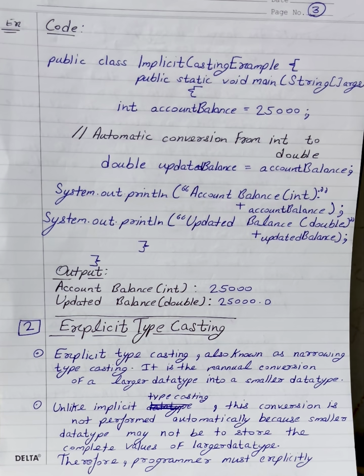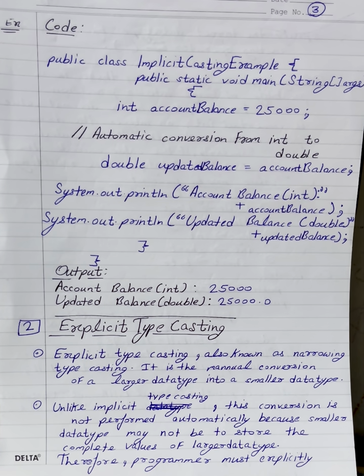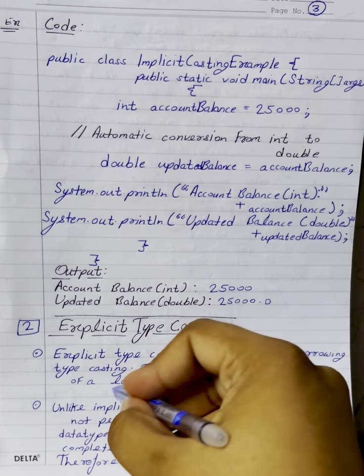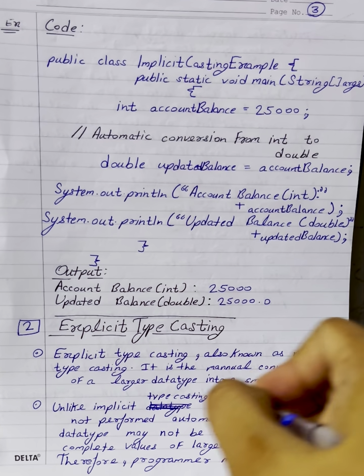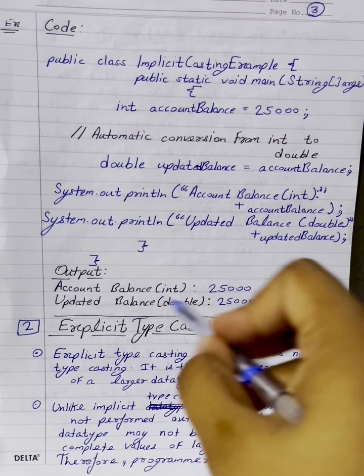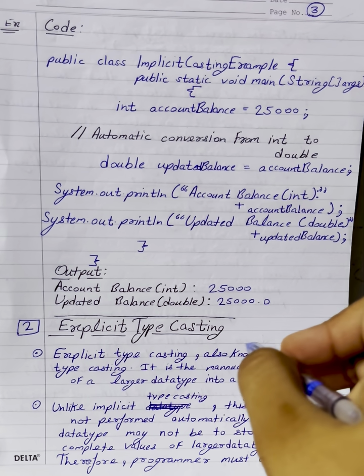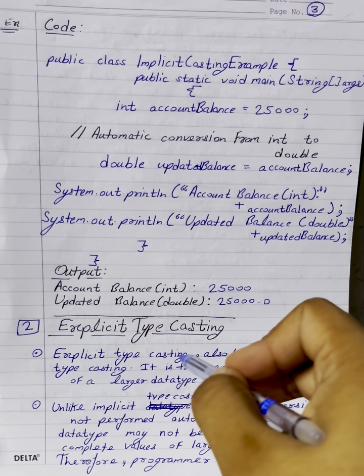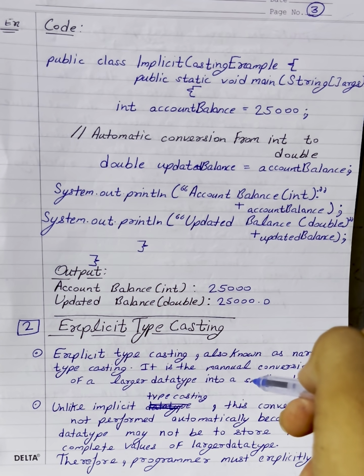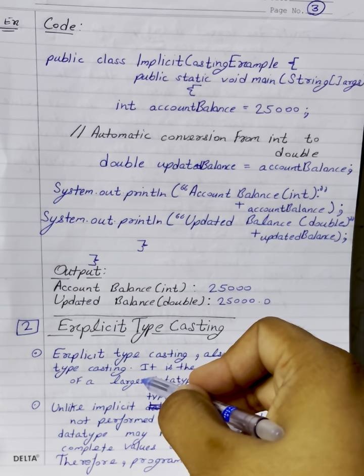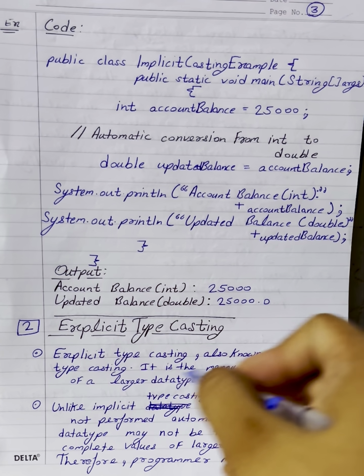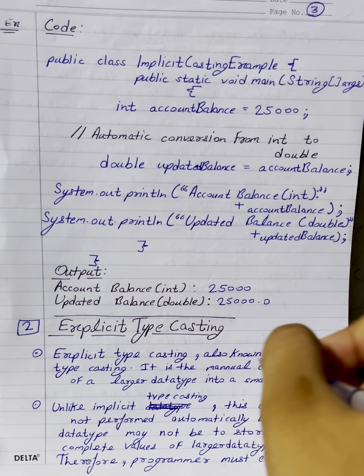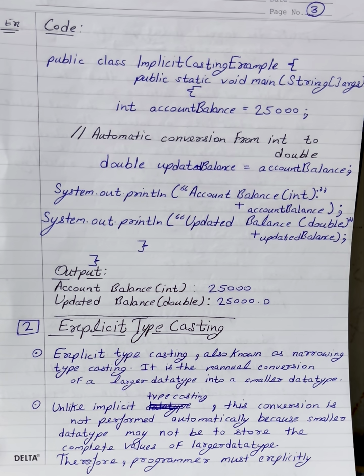So guys, explicit typecasting, also known as narrowing typecasting, is the manual conversion of a larger data type into a smaller data type. Now you can see a difference between implicit and explicit typecasting. There, what we read, there was a conversion from smaller to larger, and here we learn a manual conversion of a larger data type into a smaller data type. So remember that if you want to write any difference between them in an exam.